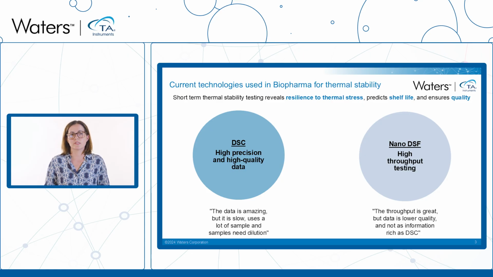Because of these differences between these two techniques, in general, researchers often say they like DSC better because it's the gold standard, and it also gives great data. But it does have some drawbacks in terms of throughput, sample amount, and the need for sample dilution prior to measurement. On the other hand, DSF has great throughput, but data is not as information dense as the data you get from a DSC. And it can also lack resolution, so you might be missing subtle changes or shoulders in the thermogram. So is there a better way?